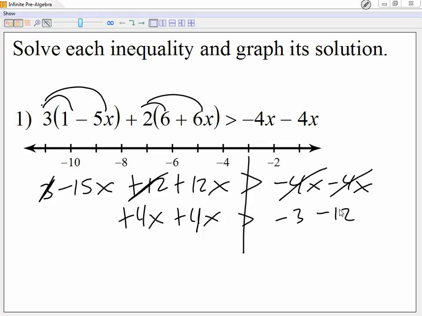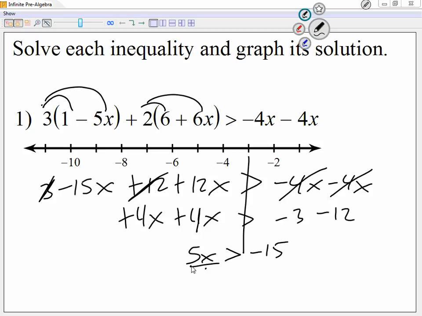Now simplify each side. On the left, I have negative 15x plus 12x. So negative 15 and a positive 12, I know that's negative 3. Negative 3 and a positive 4, that's 1. 1 and a positive 4, so that gave me 5x. So I could simplify each side. Looking on the right side, negative 3, negative 12, that gives me negative 15.